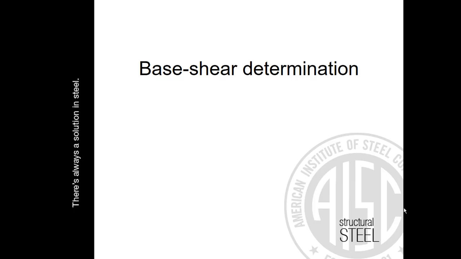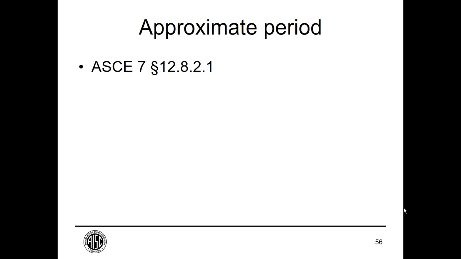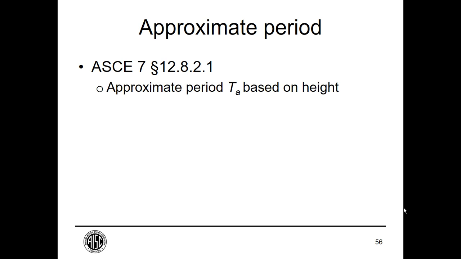Okay, so I have my systems picked out. The moment frame will be reduced beam section, and the buckling restrained braced frame will be in the chevron configuration with that stiffening factor of 1.4. ASCE 7 gives me methods of determining an approximate period based on building height. That's T sub A. That's my structural height, almost 52 feet.